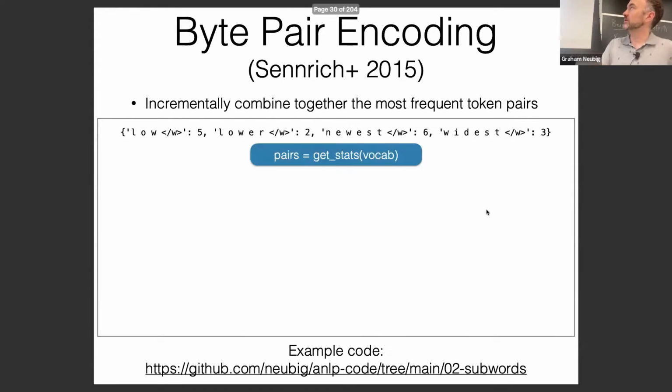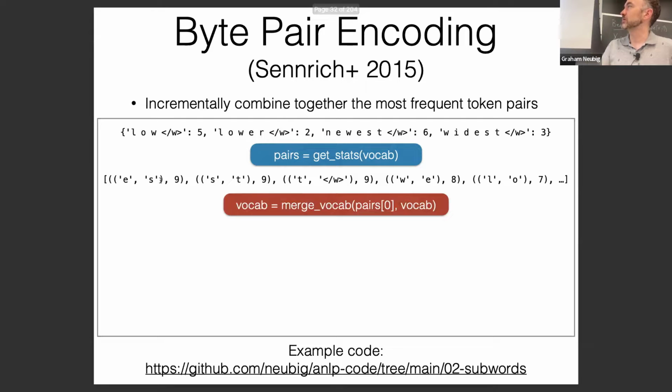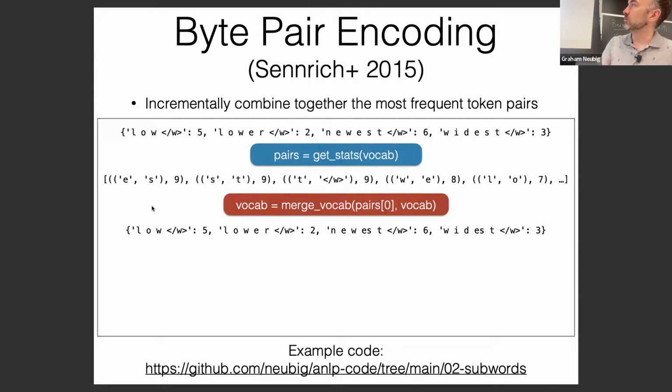we can then find the most frequent character pairs. So here, the most frequent character pairs are ES, which has 9, ST, which has 9, T, end of word, which has 9, and then WE, which has 8, et cetera, et cetera. And based on this, you can just randomly pick among the most frequent character pairs. And that will result in ES being merged together.